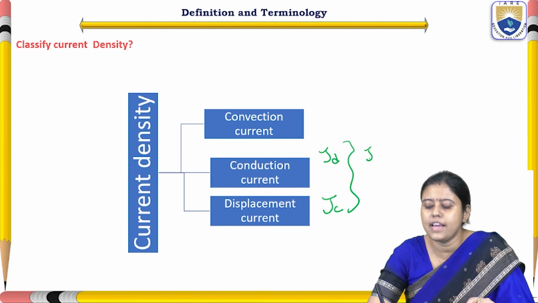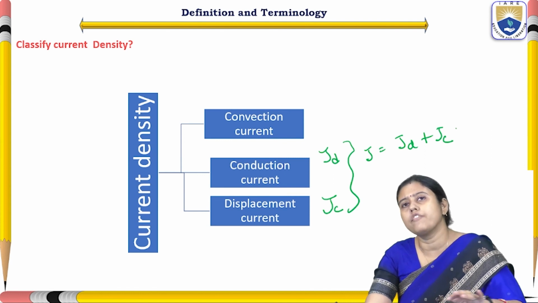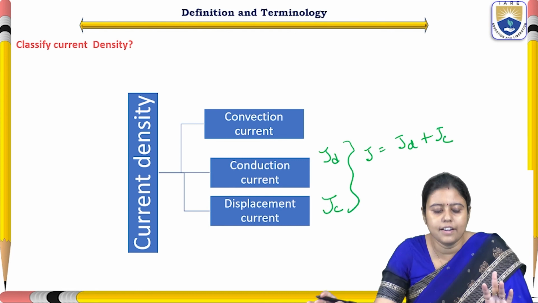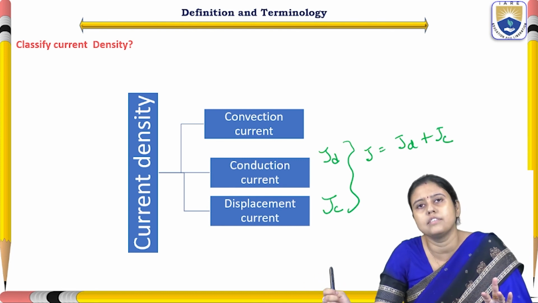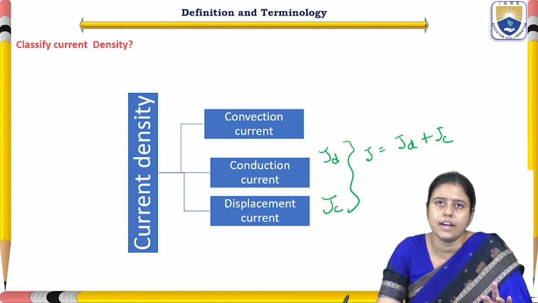Current density J is equal to the summation of JC plus JD. The use of the convection current is very less. Generally, current has two parts. One is the conduction current, another one is the displacement current.